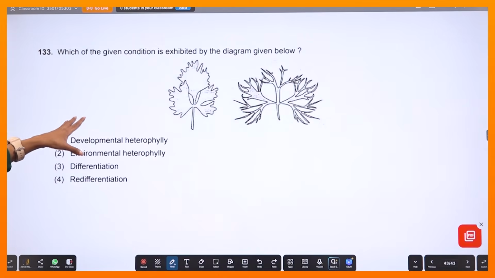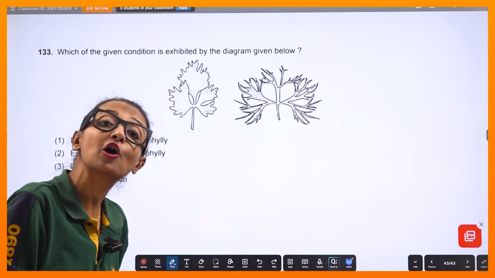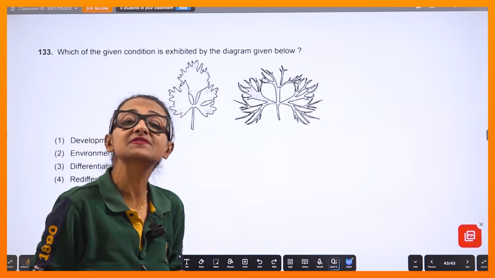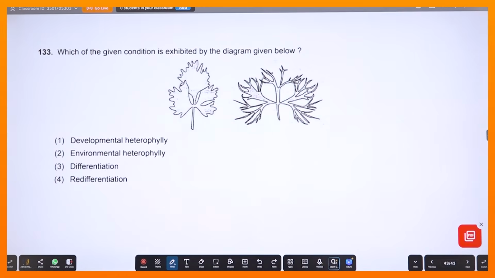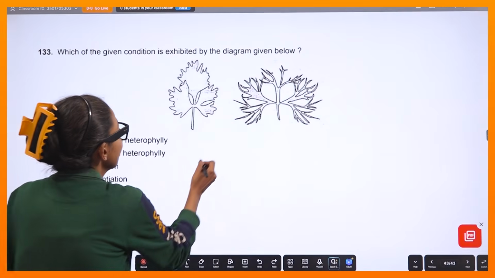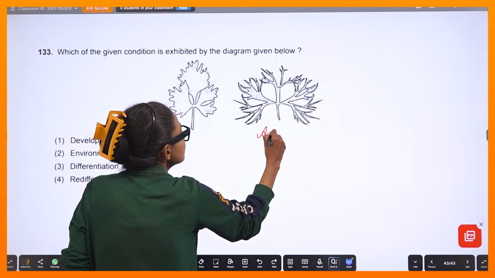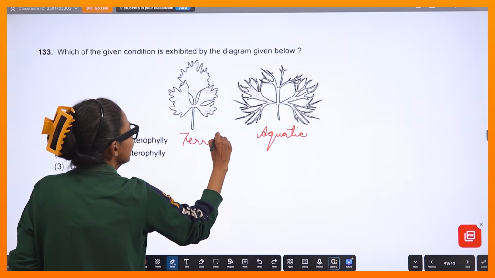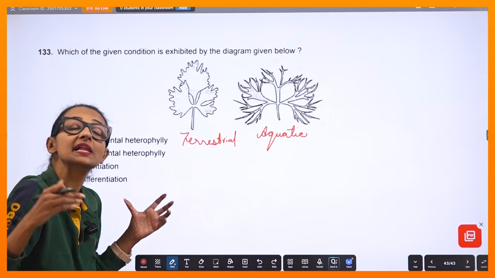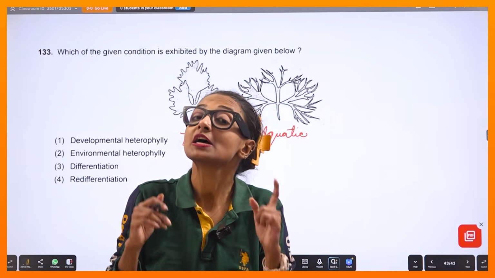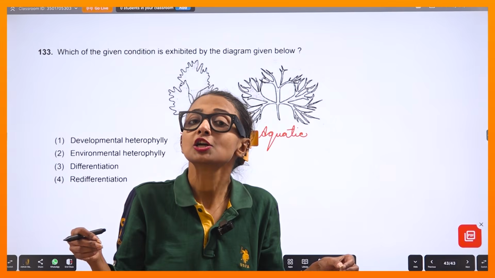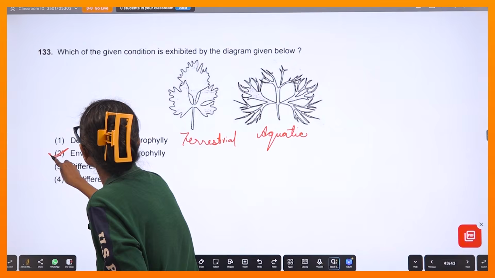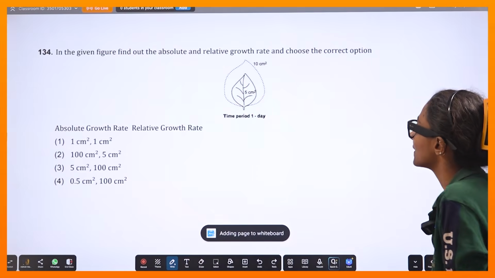Which of the following is exhibited by the diagram? That's taken directly from the plasticity part. You can see difference in the structure of leaves. This is called heterophyly. Okay, and look at the bisected leaves here. So this is aquatic environment and this is terrestrial environment. Bisected leaves will help the plant to overcome the water current and not get torn when water current is there. So environmental heterophyly.